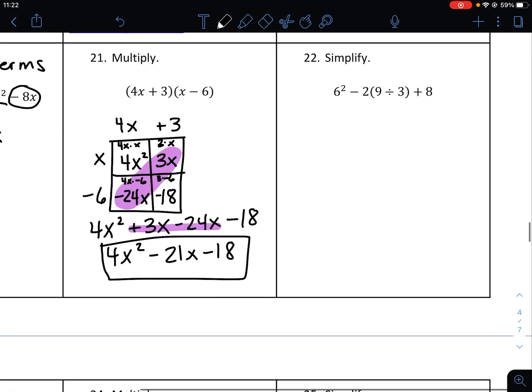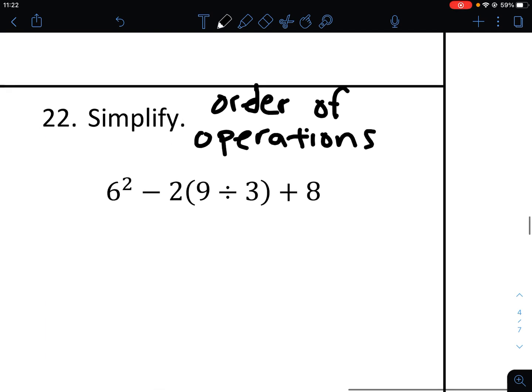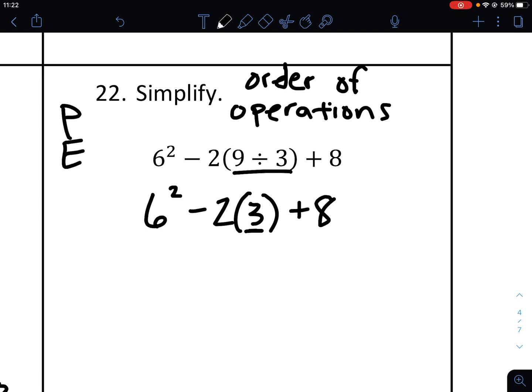Now, for number 22, we're going to follow our order of operations, which has me working with parentheses first. So let's do this one step at a time. 6 squared minus 2 times 9 divided by 3 is 3, and then we'll add 8. There's nothing I can do inside those parentheses now, so I'll leave it alone until I'm ready to multiply. But first I want to take care of that exponent, because that's parentheses, then exponents.